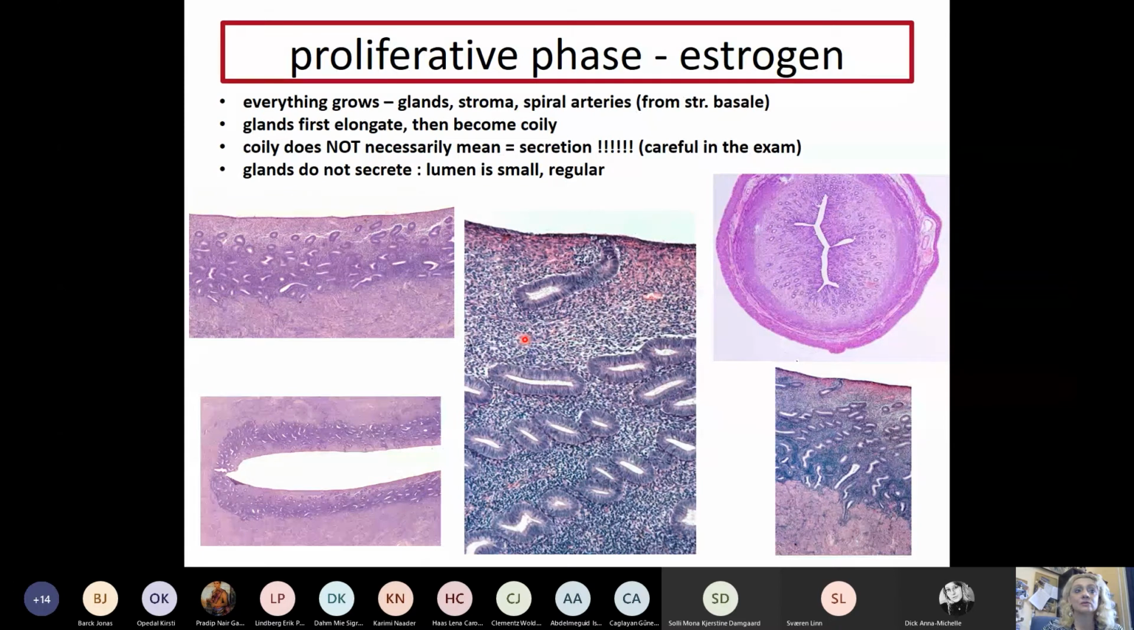So let's see the first phase, the proliferative phase. There is not much to show in these slides. It's mainly the theory that you have to know and you will be asked. So the proliferative phase, as the name tells you, everything proliferates. We talked about the glands, the stroma, and the vessels, the spiral arteries, everything grows. So the glands, the stroma, and the arteries grow from the remaining stratum basale, which is not shed off during menstruation. The glands first elongate and then they become coily.